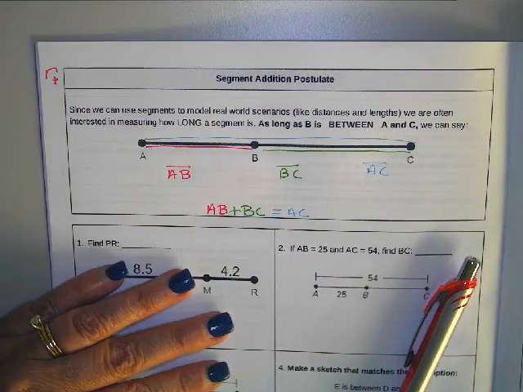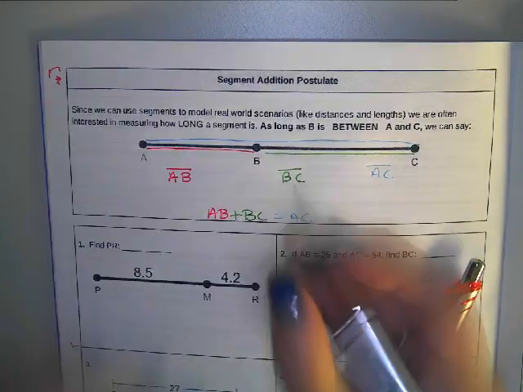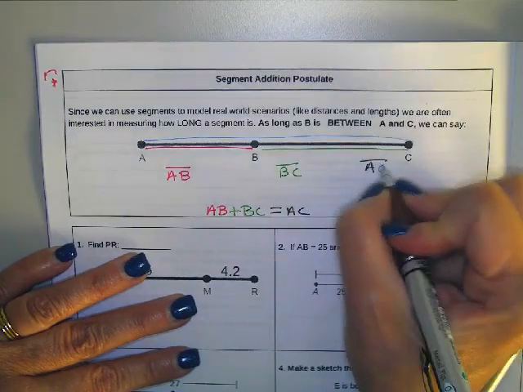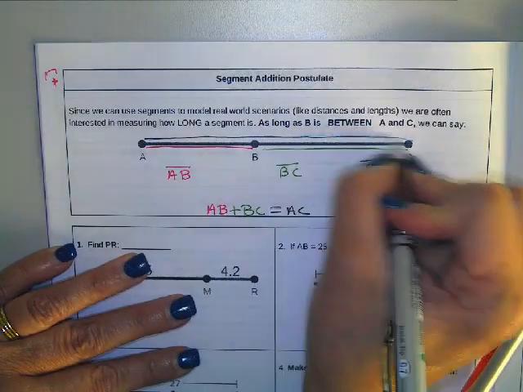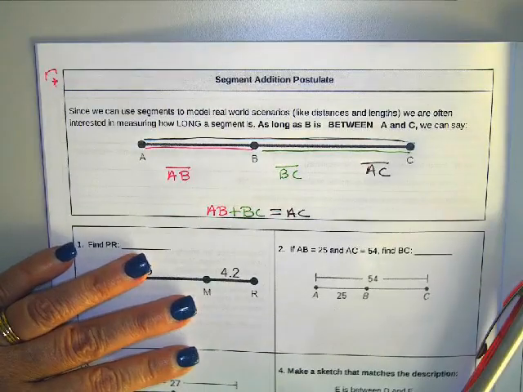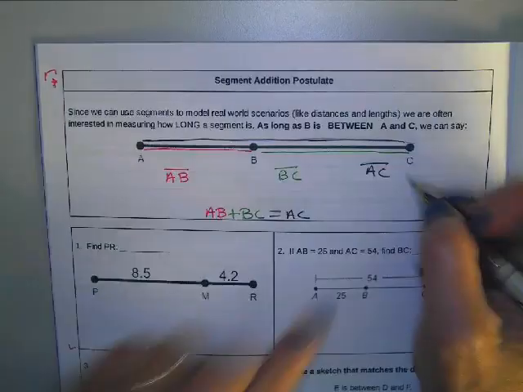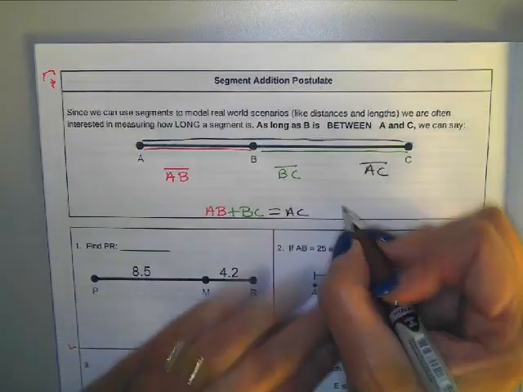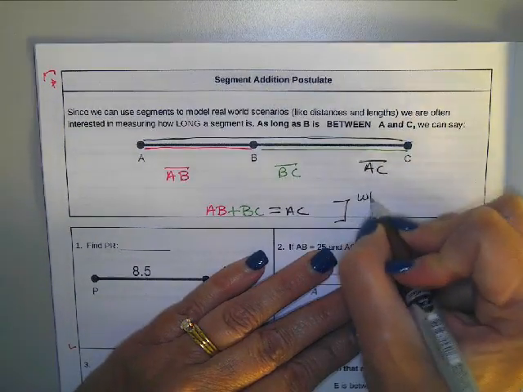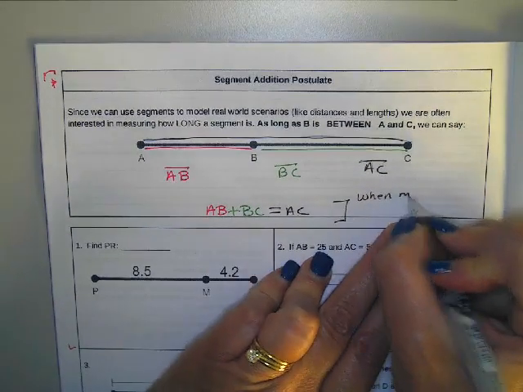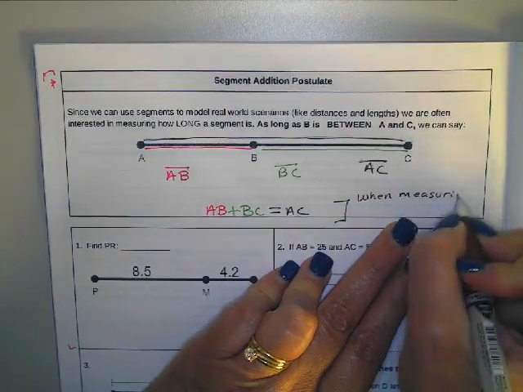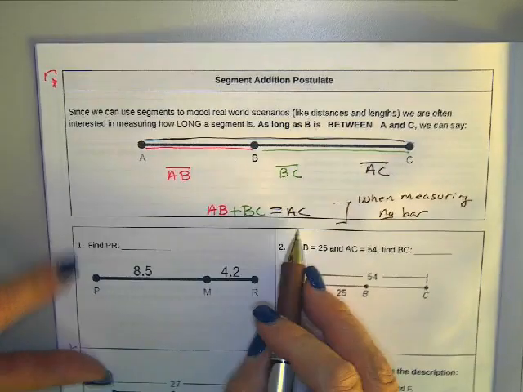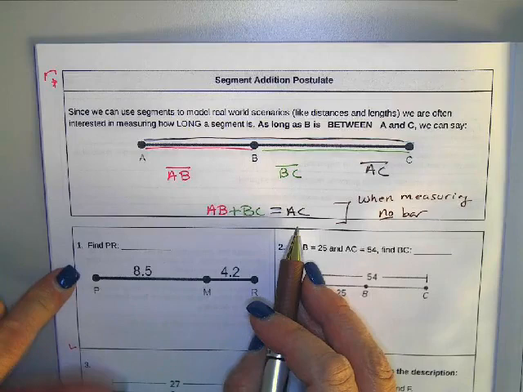You can't really see the blue too well. Let me try to write this in brown real quick. Sorry, I just want to make sure it's clear on the video. That's the whole thing. Notice when I'm discussing the segments, I use the bar. When measuring, there is no bar. So if there is no bar above the segment, that's how we know we're talking about the measurement.